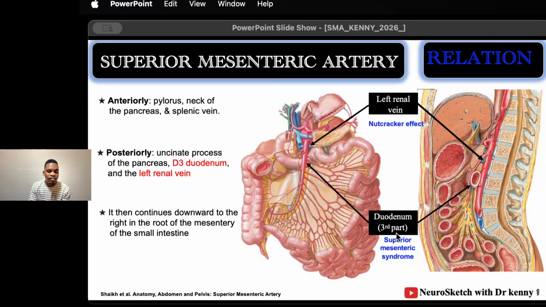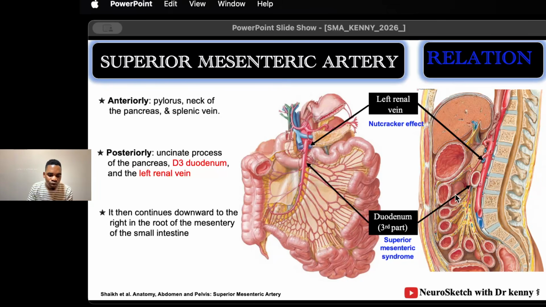These two structures are very important clinically: the left renal vein and the third part of the duodenum. The left renal vein is at the angle between the superior mesenteric artery and the abdominal aorta, and it can sometimes be compressed between these two structures. This results in a nutcracker effect, a squeezing effect. We're going to discuss the nutcracker effect when we do the anatomy of the kidneys, but you know that it can be compressed here because it lies between these two structures.